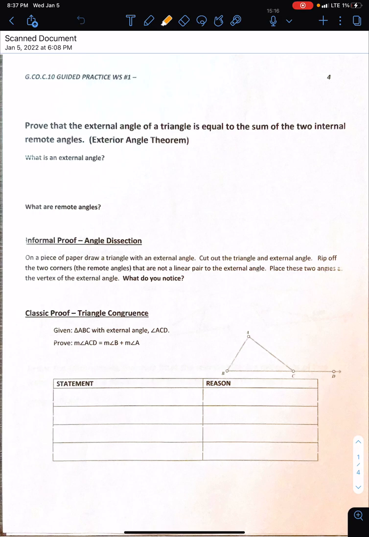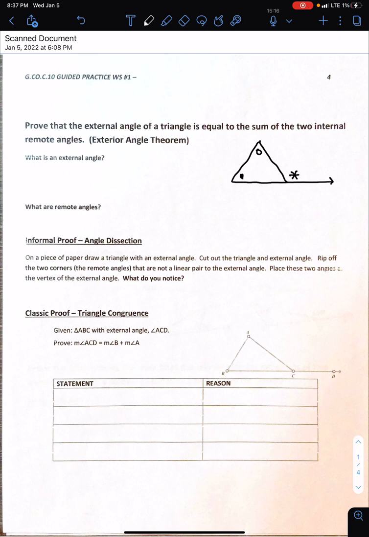All right, so what is that? Basically, we're showing that if we take a triangle and extend one of its sides like so, then we're saying that this angle, which is the external angle, or you might hear it referred to as the exterior angle, is equal to the sum of this angle and this angle. Those are the remote interior angles.